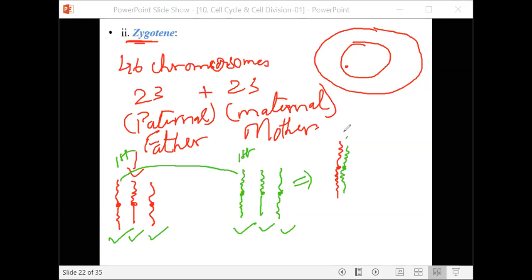This is mother and father close to each other. Then another pair close to each other. Then the last one, the pairing. Did you guys get it? Why is it called zygotene?